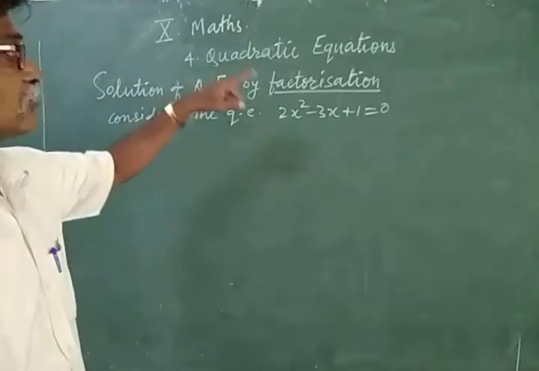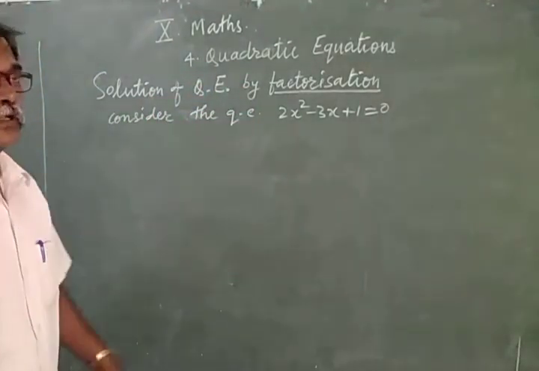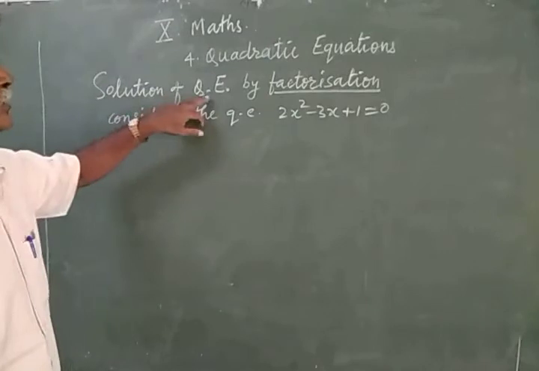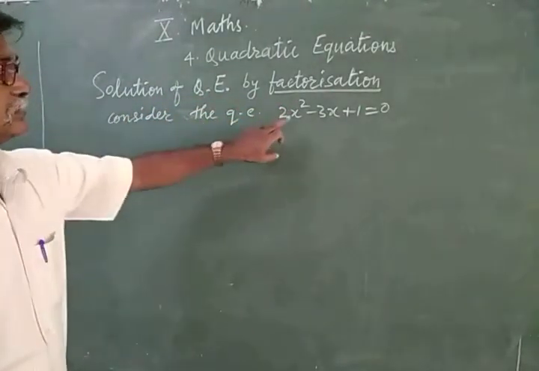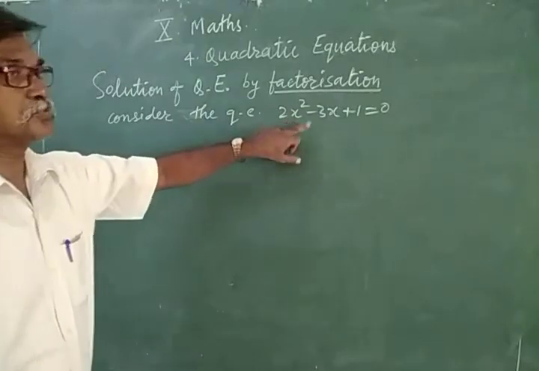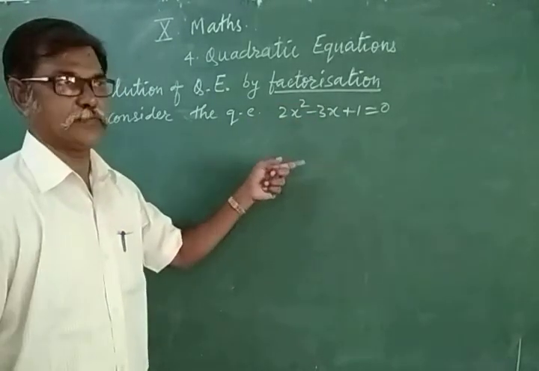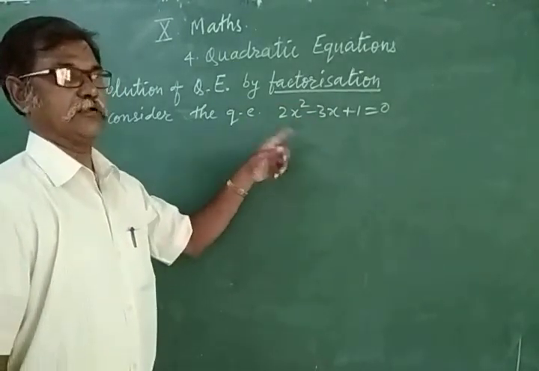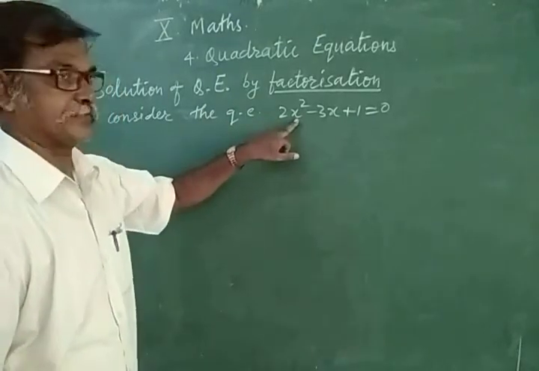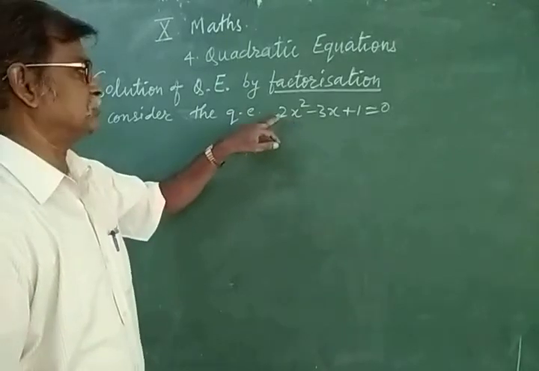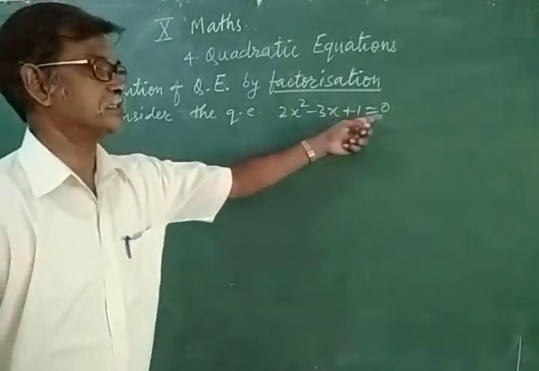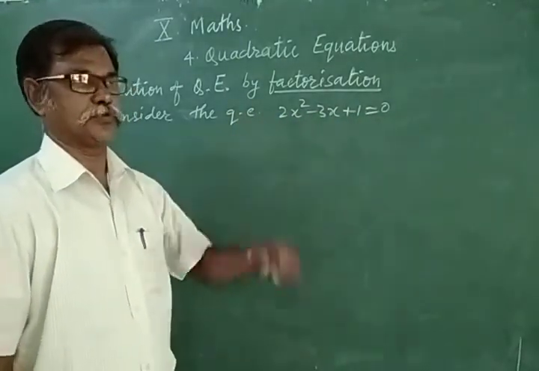Fourth chapter, quadratic equation. Solution of quadratic equation by factorization. Solution means this equation should be satisfied for the variable involved in the quadratic equation. For example, here the variable is x. So for which value of x is this equation satisfied? Means the right hand side is 0, so the left hand side should be 0.